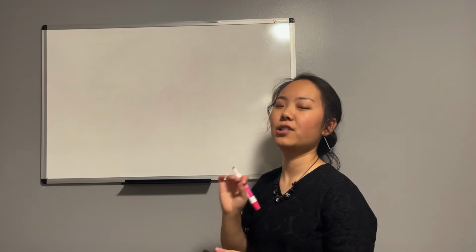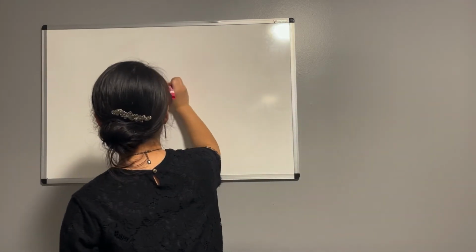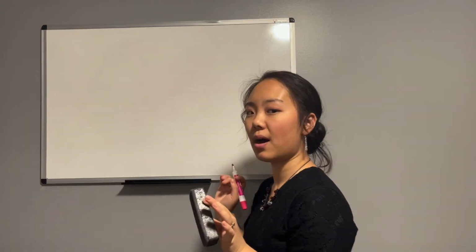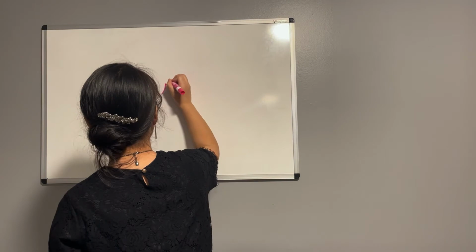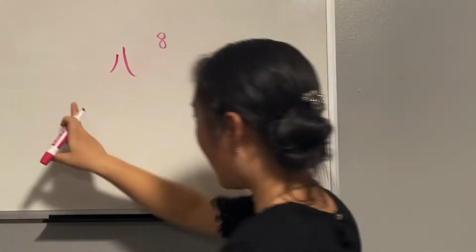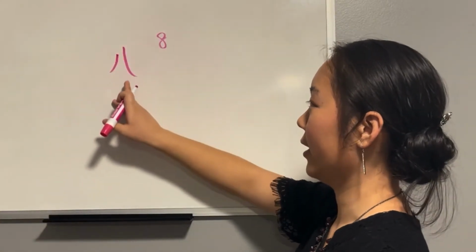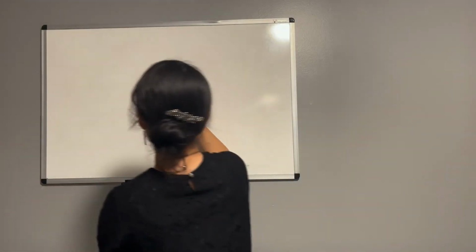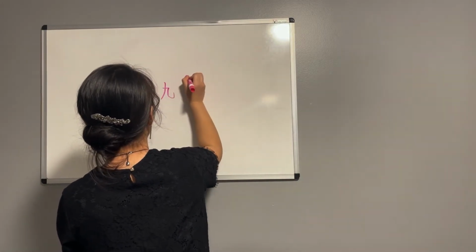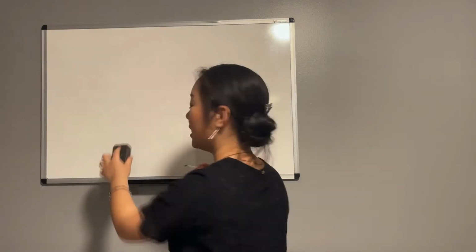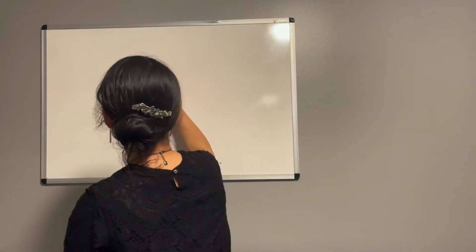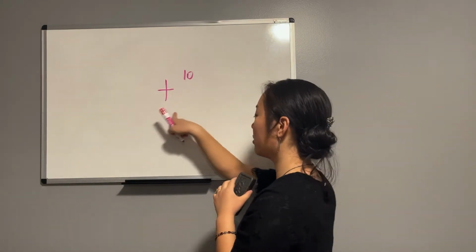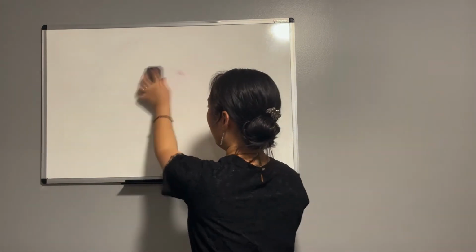Number 7 is qi. That's qi. 8, that's ba. So make sure you have a little space in between, otherwise it will be a different character. Number 9 is jiu. Number 10 is shi. Looks kind of like a cross. But anyways, that's 1 through 10.